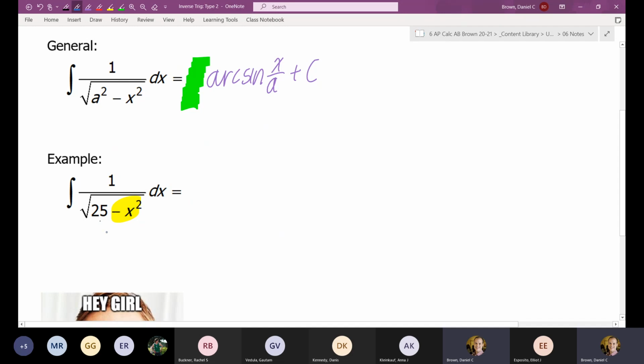And again, our a value is going to be 5 because 5 squared is going to give you 25. So using the rule, this is arc sine, so it does not have 1 over a. So we're just going to go ahead and jump into arc sine of x over a plus c.